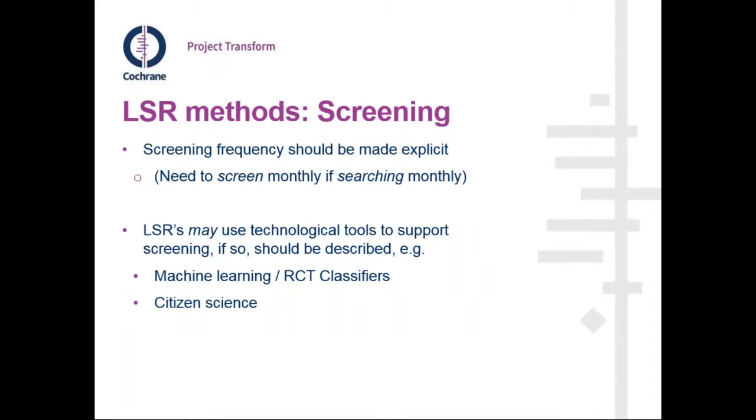Screening needs to happen ideally at the same frequency as searching, because there's no point in searching every month if you only screen it every 6 months. So that should be made explicit.